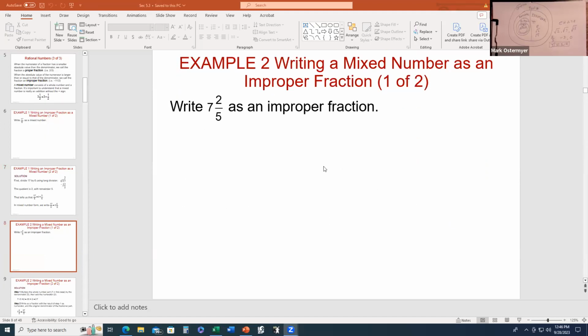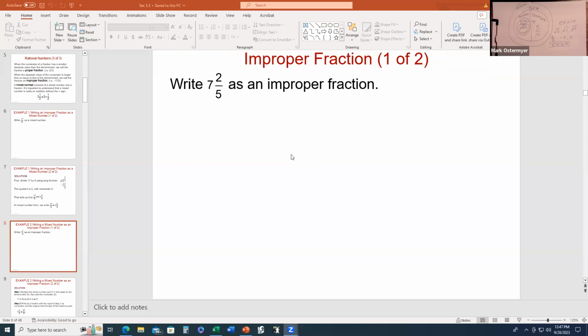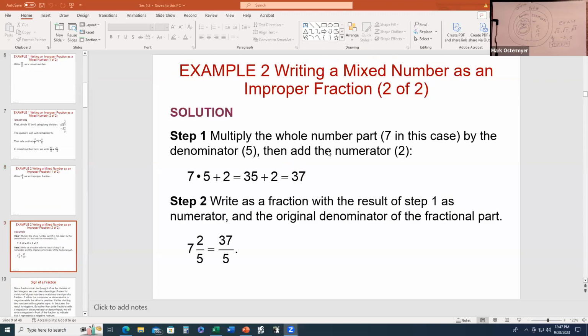All right, let's go backwards. Suppose you want to write 7 2/5 as an improper fraction. Well, to go backwards is pretty simple. All we do is take the whole part, which is 7, multiply it by the denominator, which is 5, and then add the numerator to that, which gives us 37. And so therefore 7 2/5 is going to be 37 over 5.